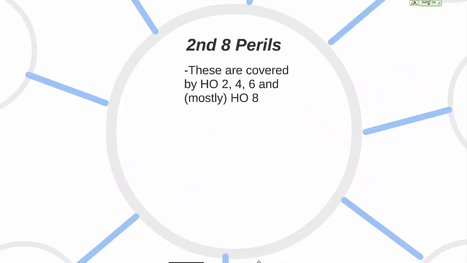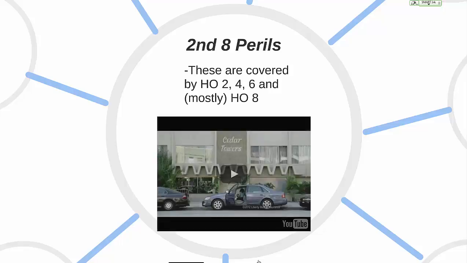Next, let's look at the second 8 perils. These are covered by HO2, 4, 6, and mostly by HO8. We'll go back over this when we go over the different policy forms. This is a video from Liberty Mutual that shows many of the perils covered, so I think it's interesting and it's kind of a funny video to watch. You've probably seen this commercial on television, so take a look at it when you go through the Prezi.